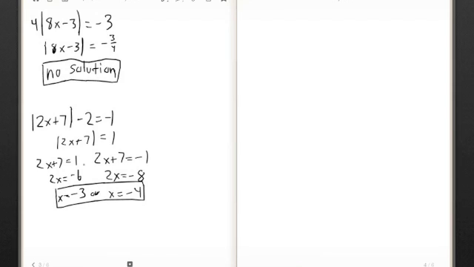So, be careful with that. You have to have the absolute value isolated in order to see what its distance from 0 is, and only if that distance is negative will you have no solution. Otherwise, you can solve it. Okay. One last one.